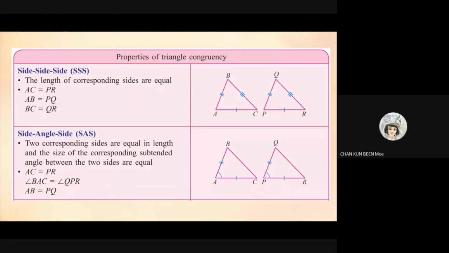Okay, let's see. So this is called the property of triangle congruency, or sometimes in the book they will tell you this is called the triangle congruence rule. I write down here, let you see. Triangle congruence rule. Okay, so we have 6 types of properties of triangle congruency over here. You have to be familiar with it. I'll tell you what it is later on.